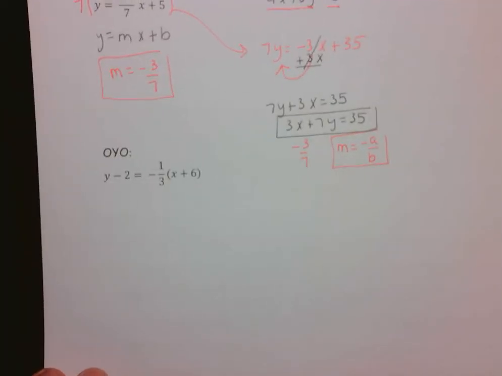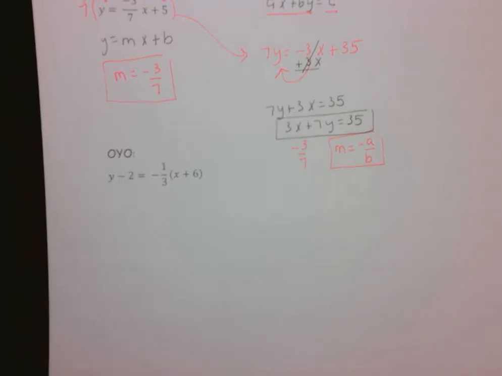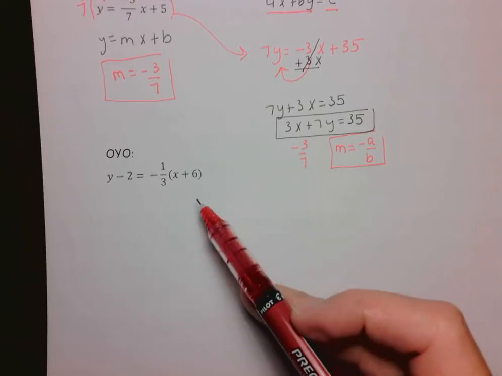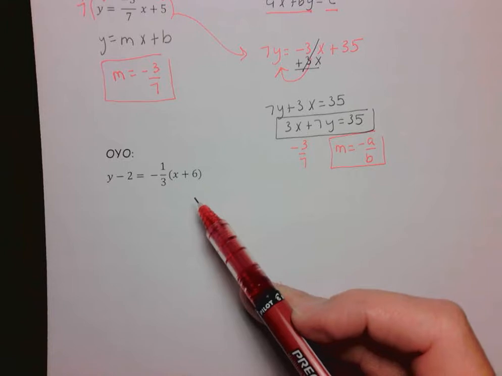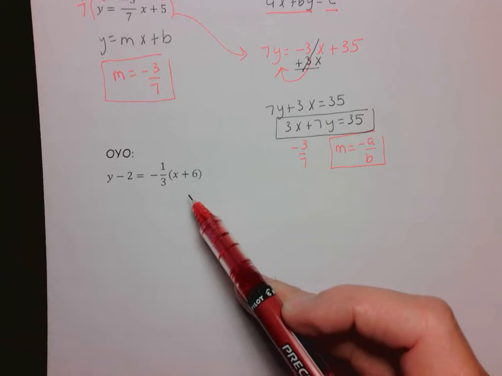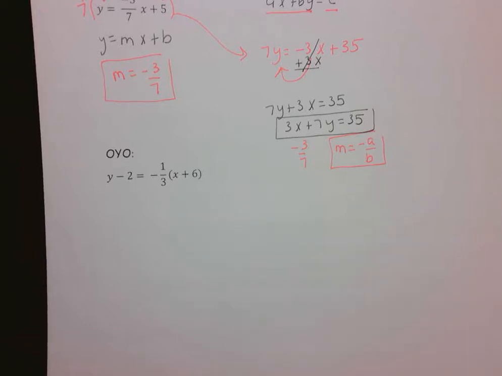Now we have an equation in point-slope form, and from point-slope form you can move it to standard form or you can move it to slope-intercept form. But here it's asking you to move it to standard form. So take this equation and translate it into standard form.